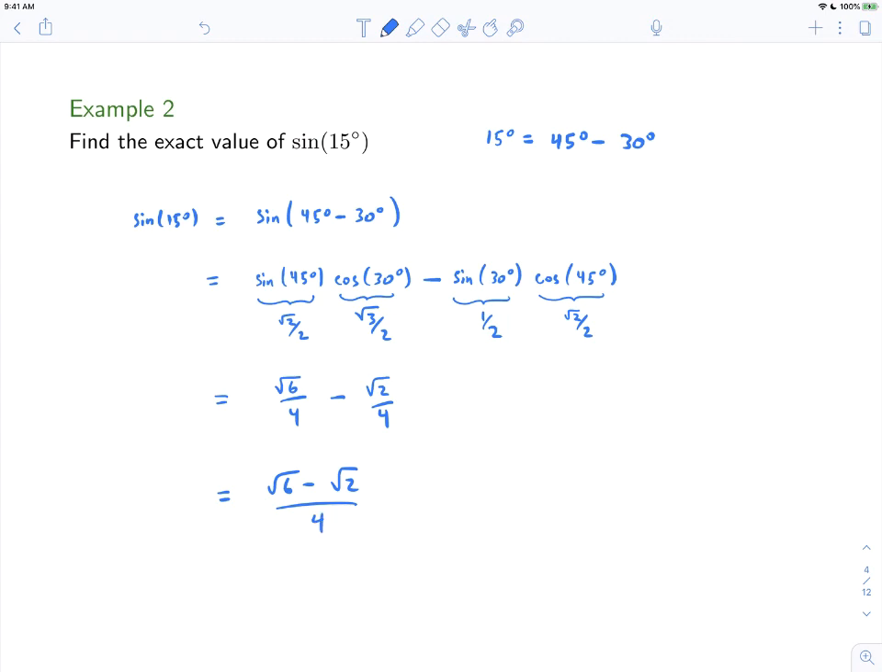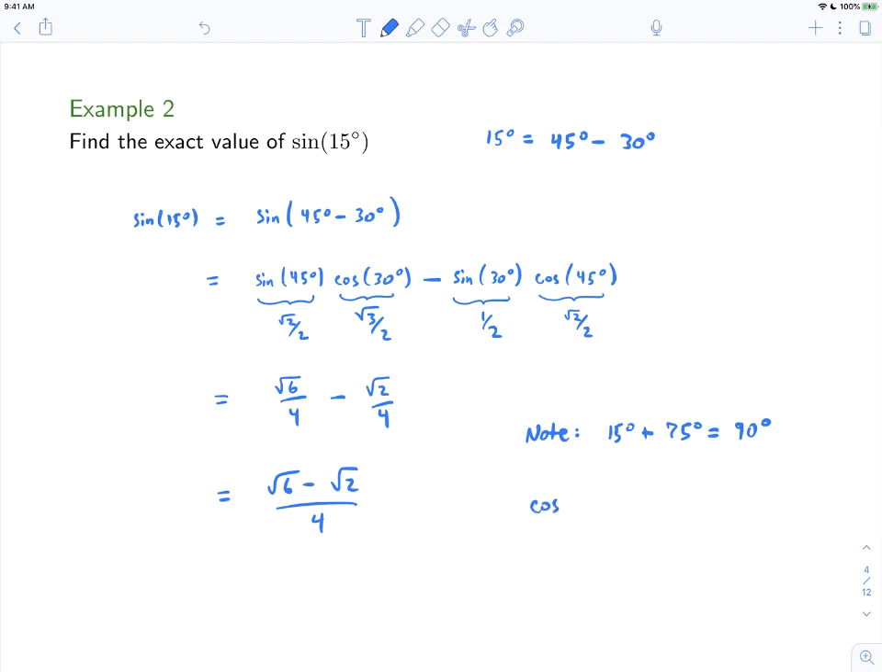Now you might notice that that's actually the same value that we saw on the last example, and that's not a coincidence. 15 degrees and 75 degrees are complementary angles. So note that 15 degrees plus 75 degrees is equal to 90 degrees. So these are two complementary angles.